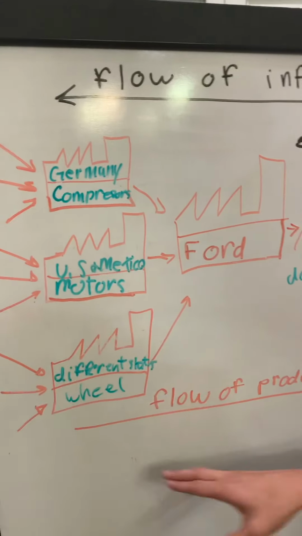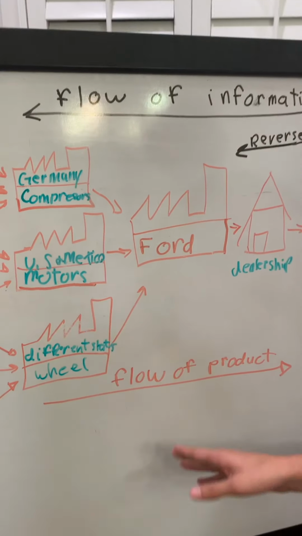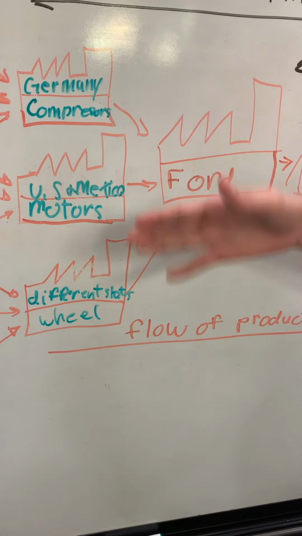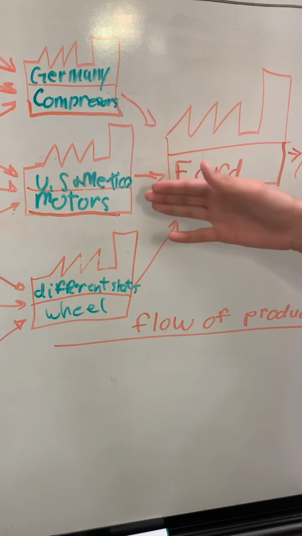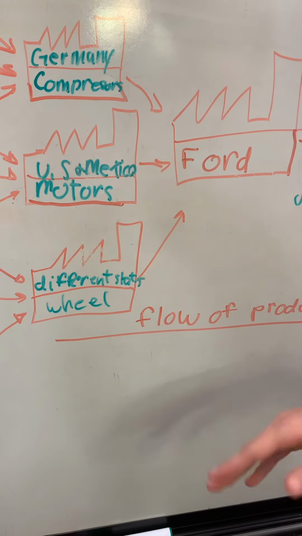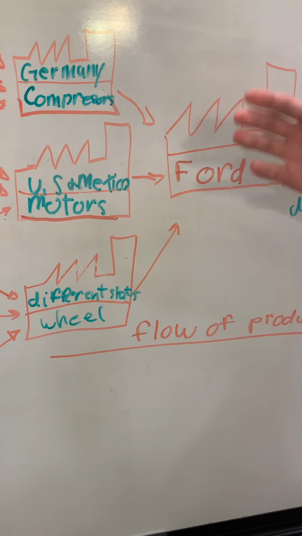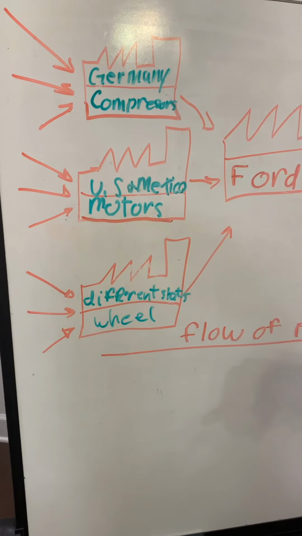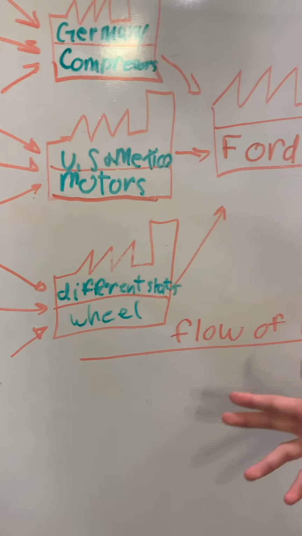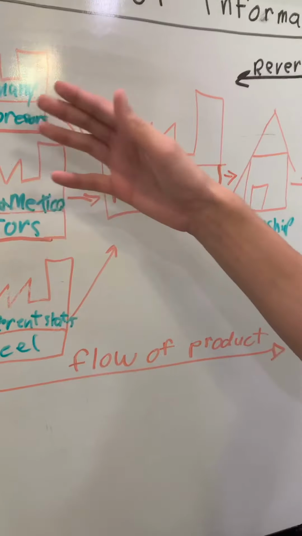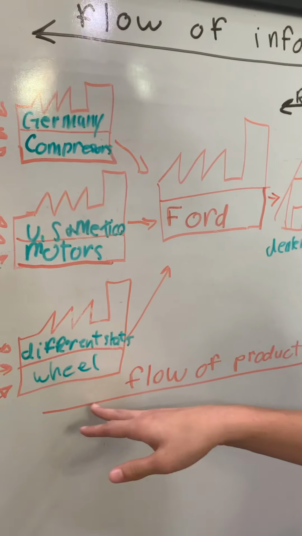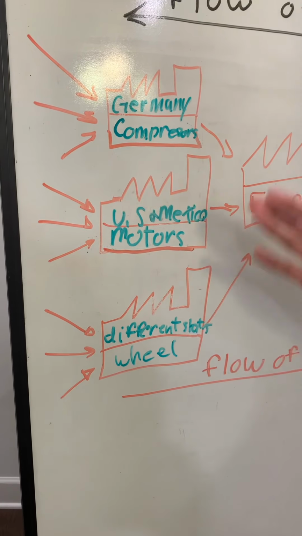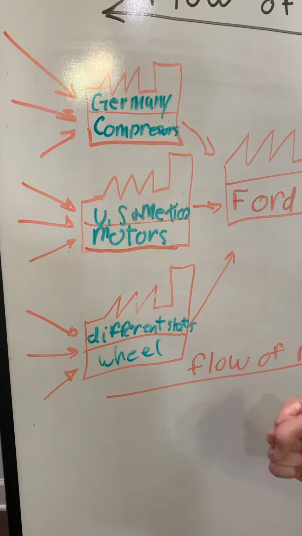So this graph represents the flow of product. The flow of product goes from left to right. As you can see here, we have these three factories located in different parts of the world, one in Germany, Mexico, and the US, and in different states in the US. Each of these factories create parts that Ford uses to make their cars. In Germany, they make their compressors. In the US and Mexico, they make their motors. And then in different states, they create their wheels. And these arrows pointing into these factories are the different natural resources that these factories use to create their parts.